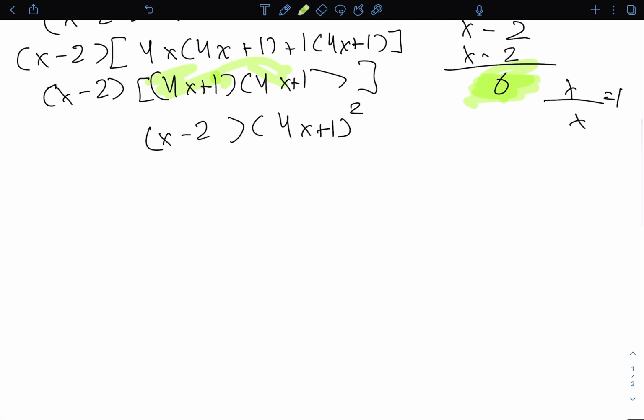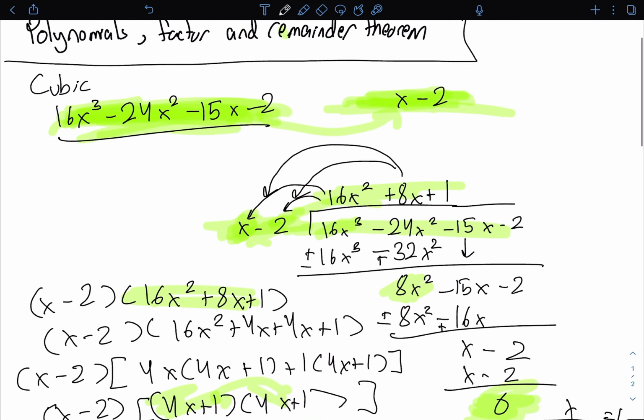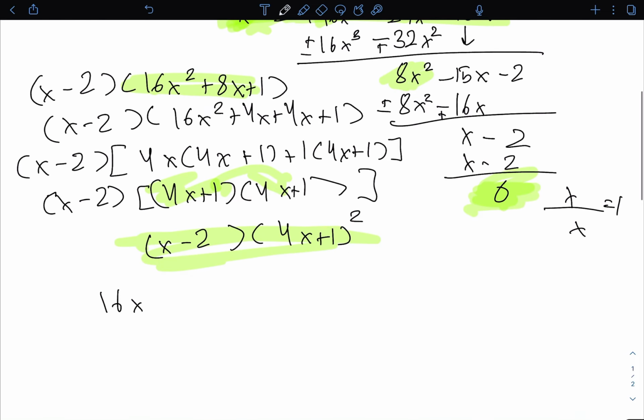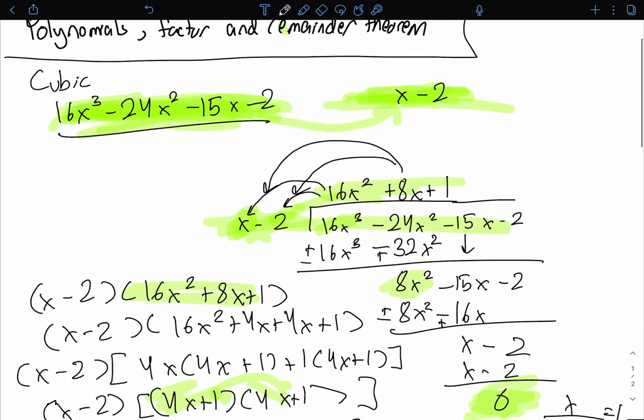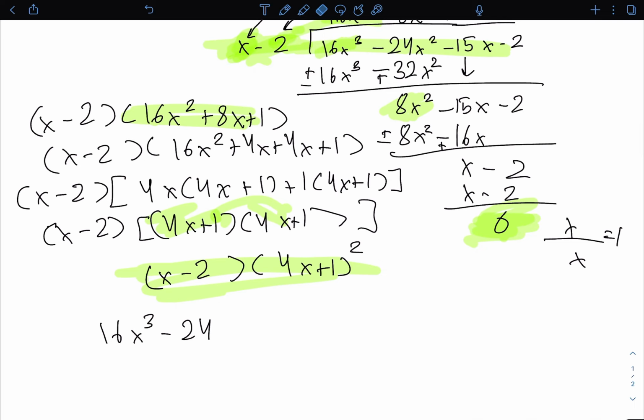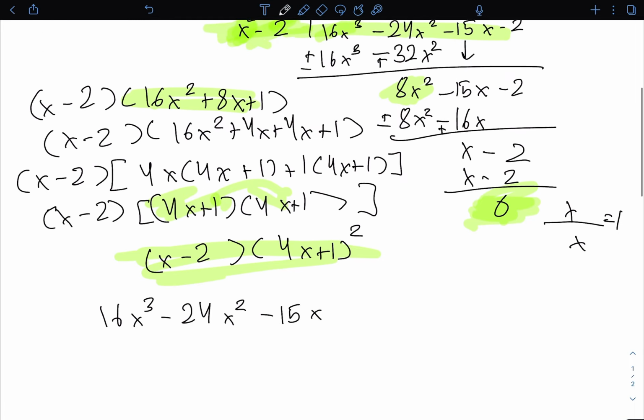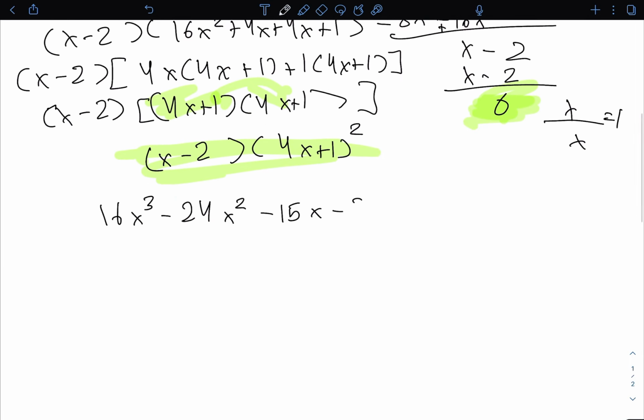That's the first part of the question. Now that we have the equation fully factorized, the second part is asking us to solve. It says hence solve 16x cubed minus 24x squared minus 15x minus 2. So it's asking us to solve this equation.